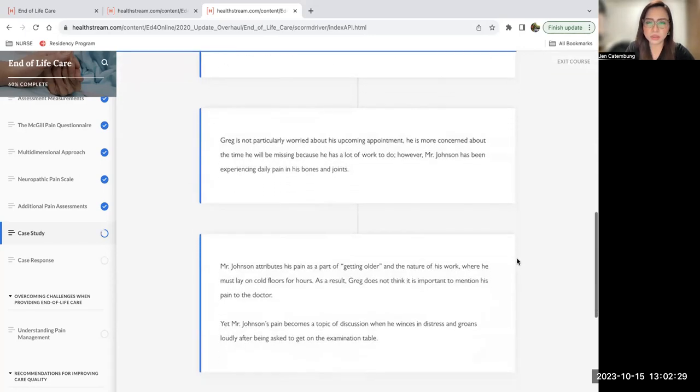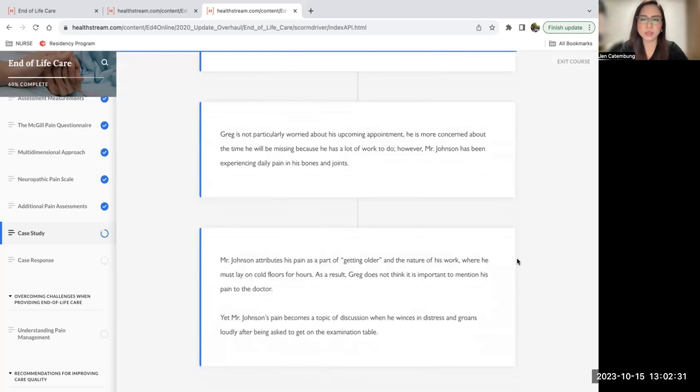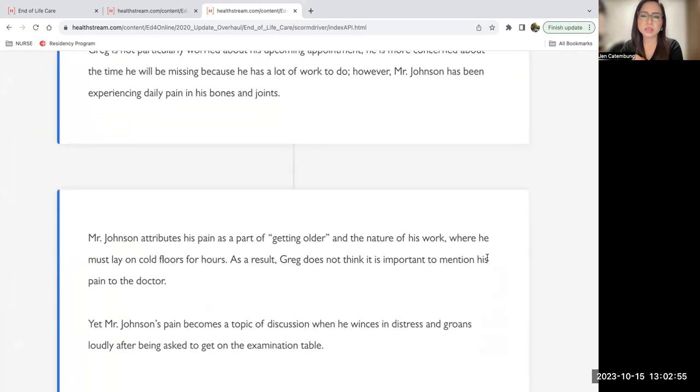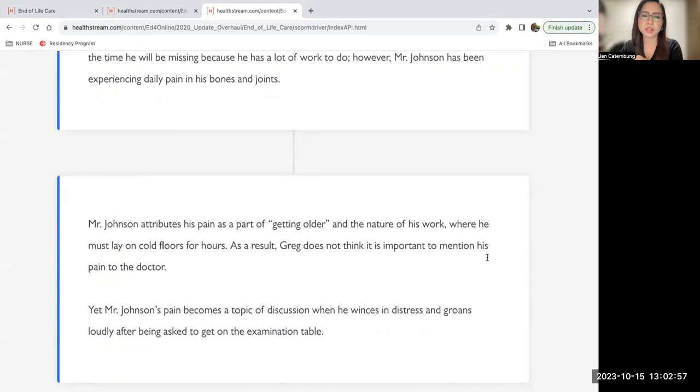Greg is not particularly worried about his coming appointment. He is more concerned about the time he will be missing because he has a lot of work to do. However, Mr. Johnson has been experiencing daily pain in his bones and joints. Mr. Johnson attributes his pain as a part of getting older and the nature of his work, where he must lay on cold floors for hours. As a result, Greg does not think it is important to mention his pain to the doctor.